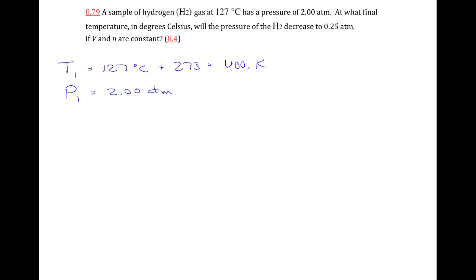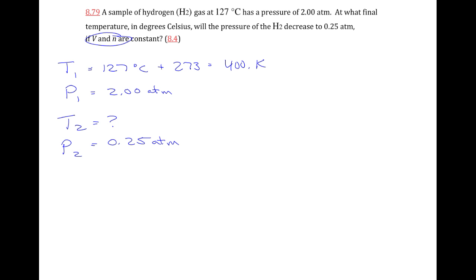It's asking at what final temperature, so that's the question. So T2, we're going to put a question mark, that'll be our variable. It says the pressure will decrease to 0.25 atmospheres, so our final pressure, P2, is 0.25 atmospheres. And of course, again, it's telling us that volume and the number of moles are constant, so we don't have to worry about those in this problem.